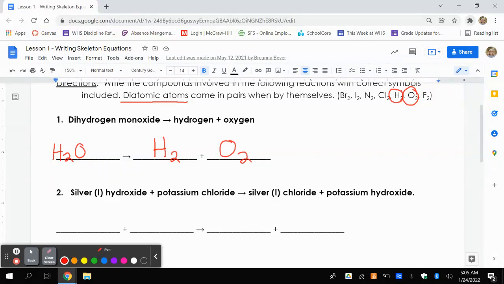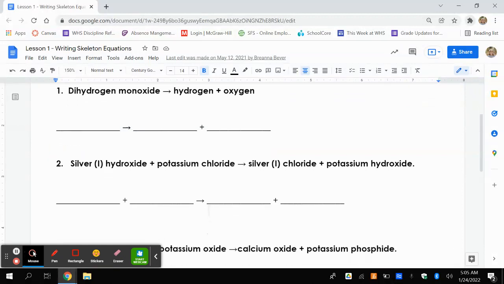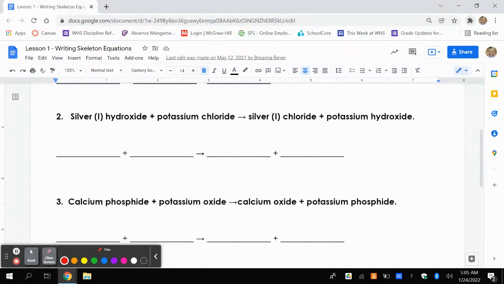So I'm going to clear this screen. Let's look at this next one here, and we can practice doing this one as well. We have silver 1 hydroxide plus potassium chloride goes to silver 1 chloride plus potassium hydroxide. We can see silver and hydroxide. Well, hydroxide is one of our special elements, remember, that are polyatomic. So that's when we have to look up the polyatomics.